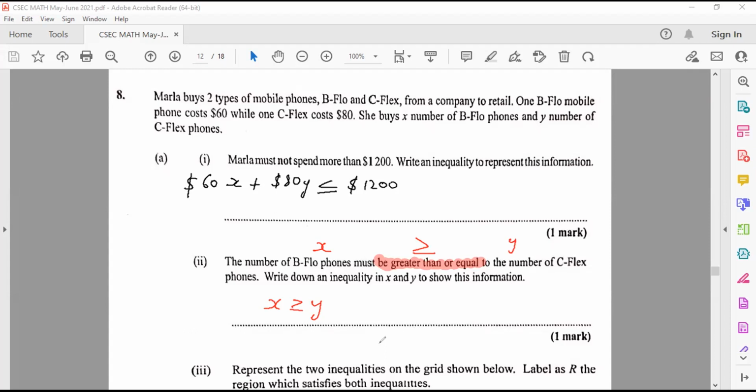All right. Excuse me, sir. So that would be the equation? Yes, that would be the inequality. Okay, sir. All right.